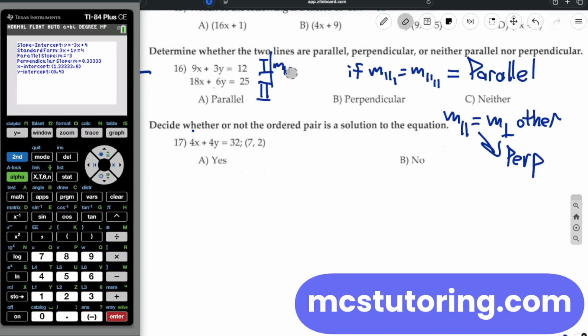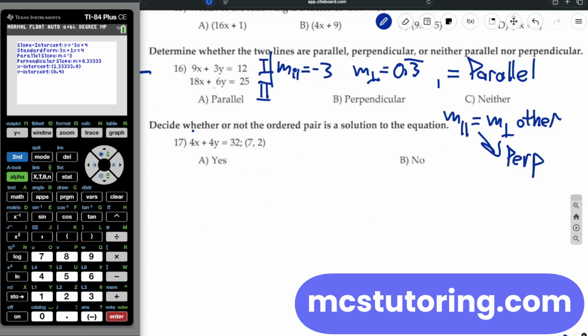Sorry, this is a little congested here. I'm just going to write this here. M parallel is -3. M perpendicular is 0.3 repeating. So look, if we have the same thing for the second one, where the parallel is -3 and the perpendicular is 0.3 repeating, then they're parallel lines.